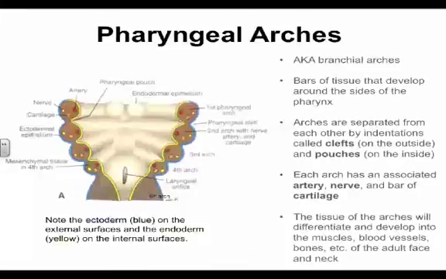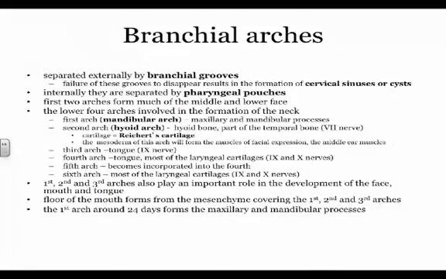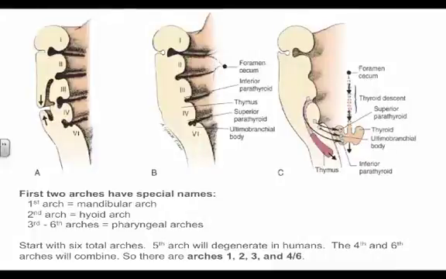Lots of things going on here. So here are the arches, okay? So here is what we look like. Mandibular, hyoid, 3rd through 6th are the pharyngeal arches. Okay? 4 and 6 will combine. So we really have arches 1, 2, 3, 4, 6.